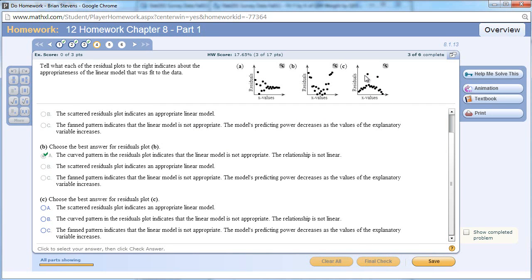Going on further, we have some outliers here and a curved pattern. So this isn't fanned and it doesn't show that it's appropriate. There is a curved pattern, and it doesn't mention the outliers, but these outliers are not so good either.